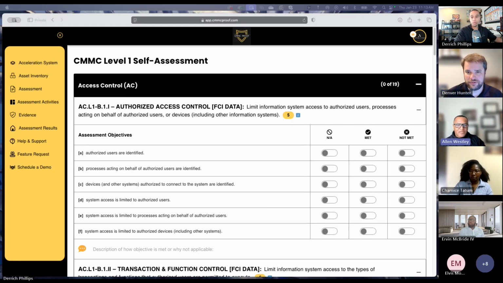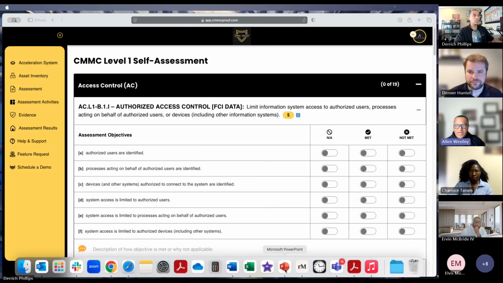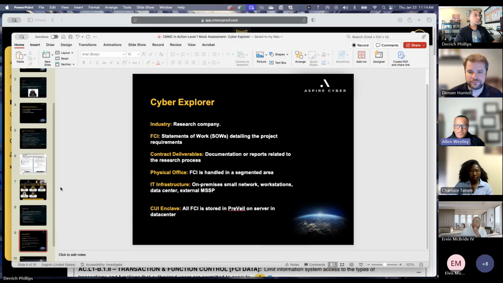I wanted to back up just a little bit and give a brief profile of the company that we're assessing. Cyber Explorer Research is a small business with 21 employees, 5 of whom touch FCI. We're based out of Jackson, and our primary customer is the Department of Homeland Security. The reason for CMMC compliance is that we're required to handle FCI for upcoming contracts.